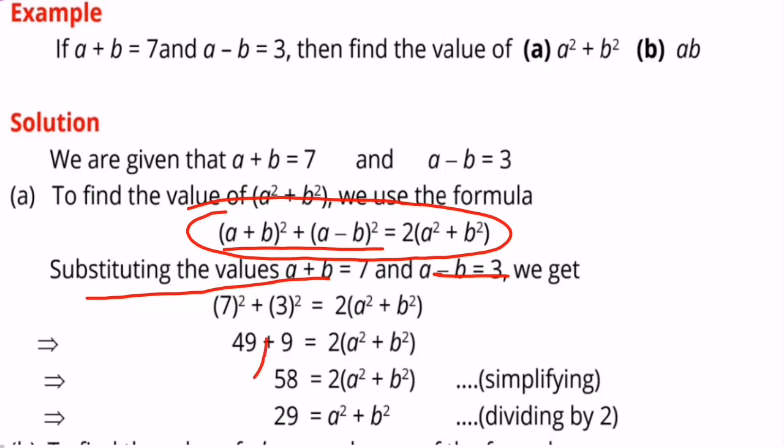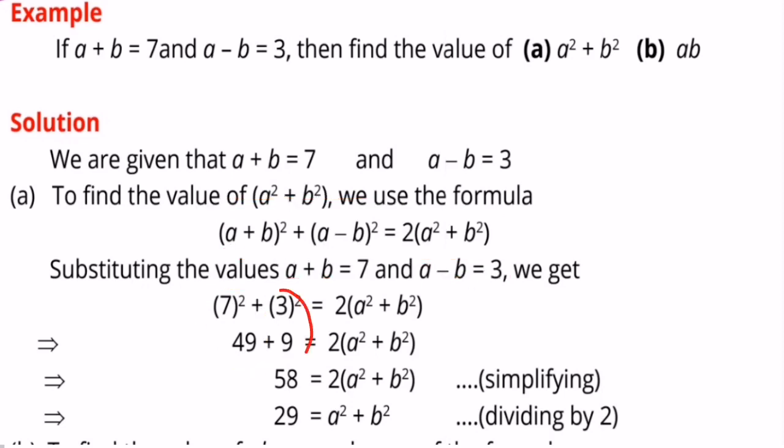7 square is equal to 49 and 3 square is equal to 9. Now 49 plus 9 is equal to 58. Dividing both sides by 2, we get the value of a² plus b² is equal to 29.